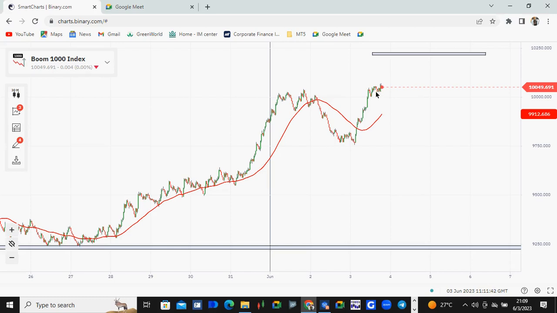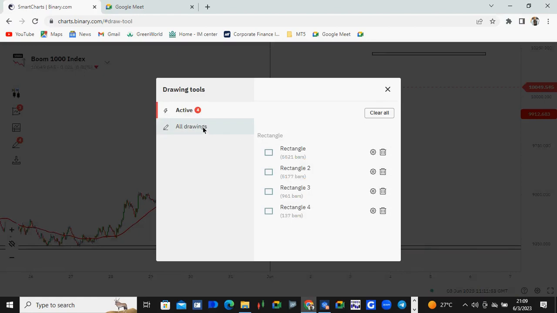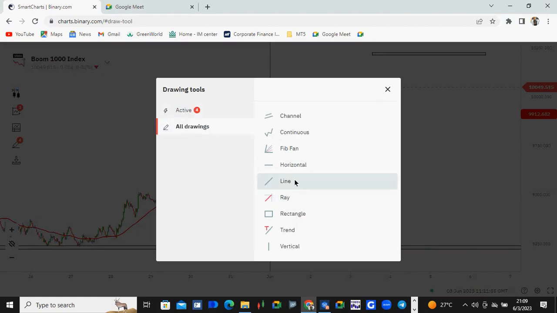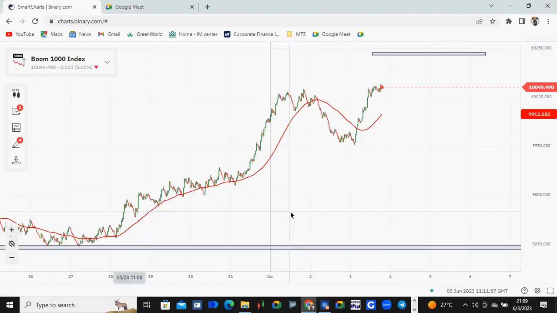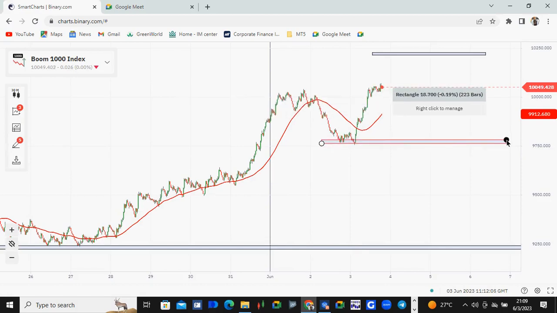Now, you observe, okay, this is Boom 1000. You observe where the support is. Okay, this is where the support is. It is here. Having identified your support like that, now if you want to put your stop loss, you put your stop loss below your support.